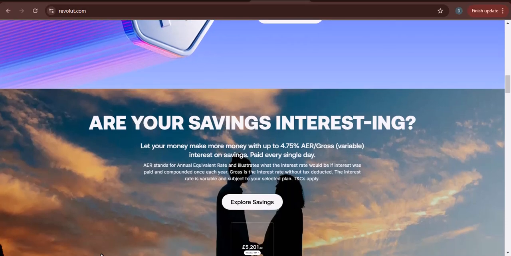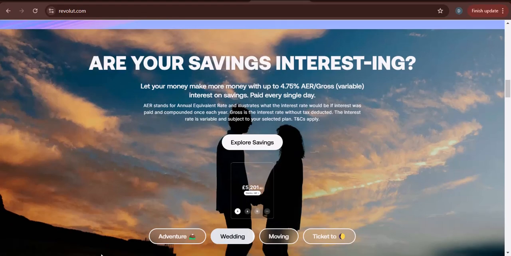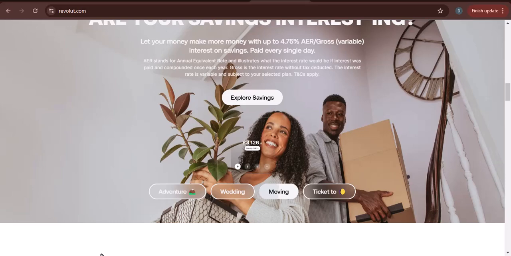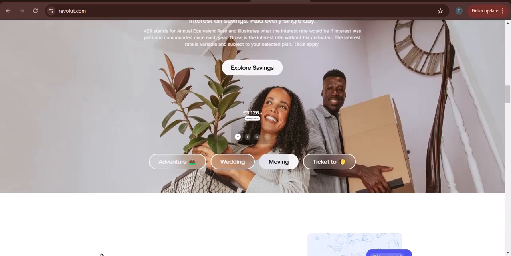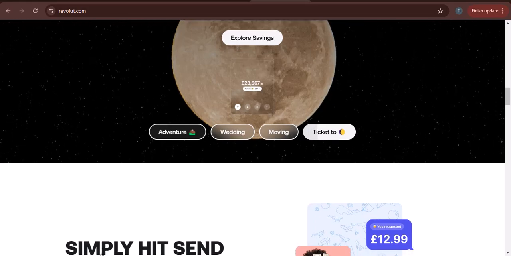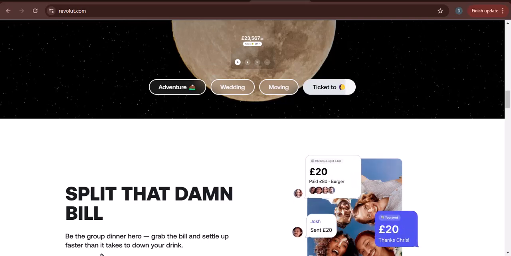Wire transfer: you can use wire transfer to send money to your Revolut account in USD. Card top-up: you can use a credit or debit card to top up your Revolut account in USD. Once you have USD in your Revolut account, you can use it to make payments, send money to other people, and exchange it for other currencies.